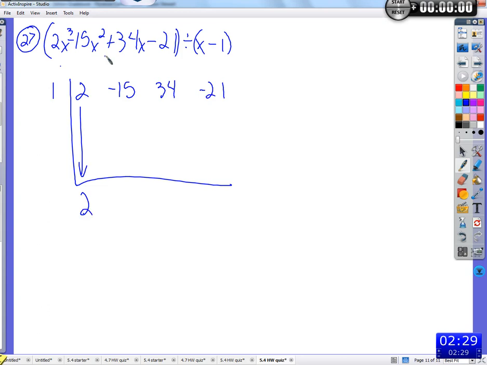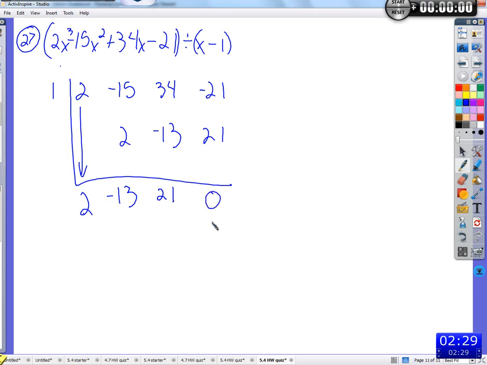Coefficients of the thing that I'm dividing. I looked at what I'm dividing by, x minus 1, so I put a plus 1 right there. Break down the 2. And then we start. 1 times 2 is 2. We add these together, we get negative 13. Add these together, 21. 1 times 21 is 21. We add this together, you get 0.